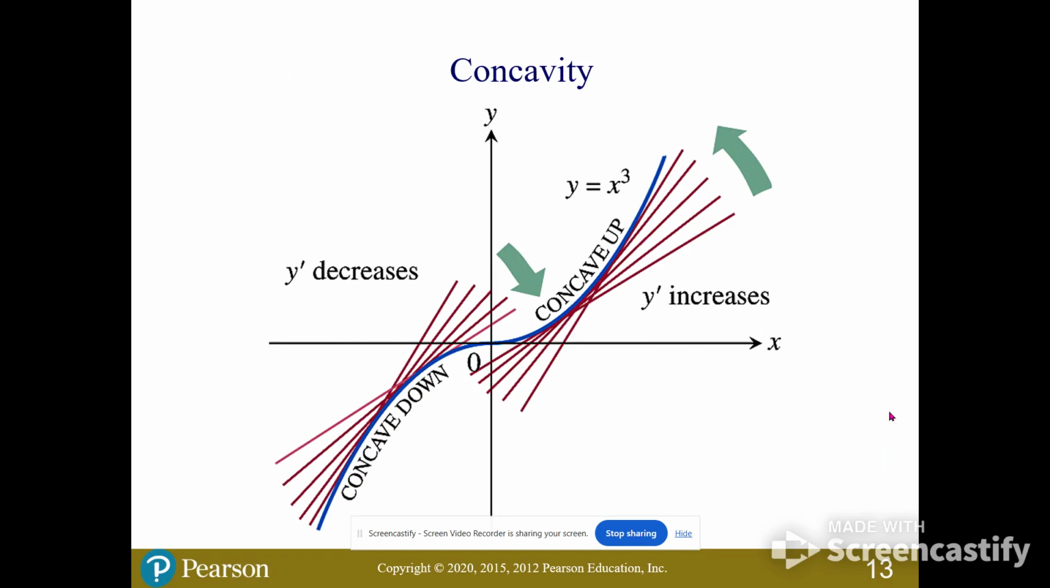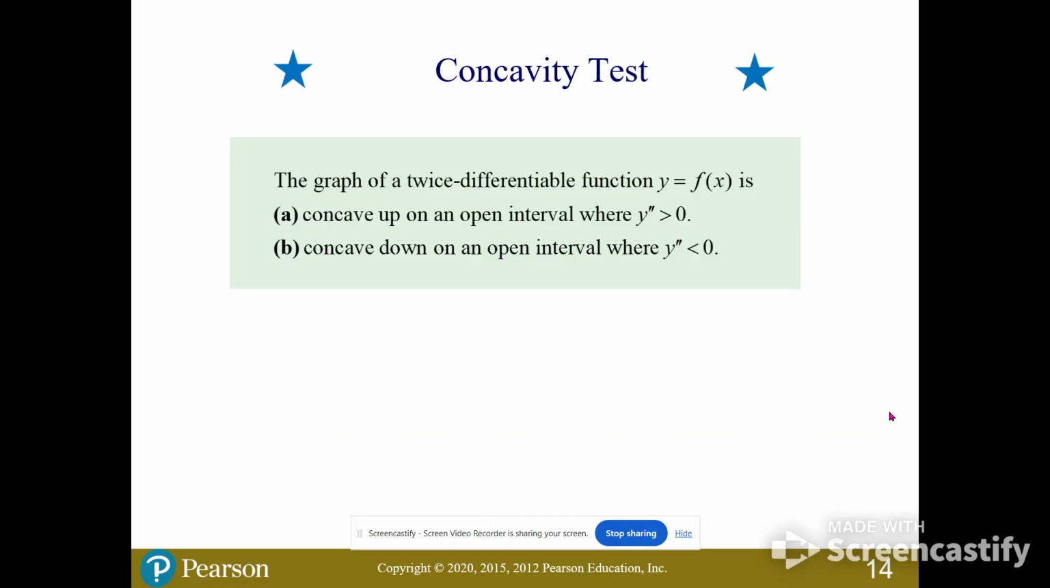So here's a good example of what concave down looks like. Notice they're both increasing from left to right, but the concavity changes on each one of those.